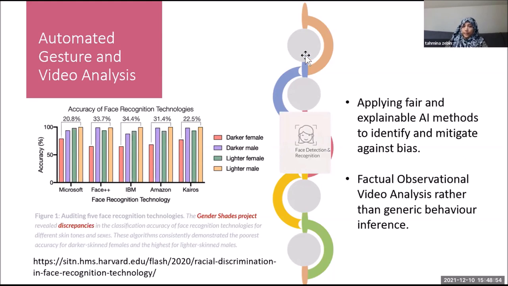And for educational research purposes and from a validity point of view, Bryan and I discussed that there are automated emotion recognition algorithms where you can infer whether this person is happy, sad, surprised, and things like that. We thought that rather than generalizing what this person is feeling, it's better to have factual observational video analysis. When we apply video analysis to what's happening with the participant, it would be better to tell what's happening rather than suggesting this person is currently stressed or surprised. So our suggestion for any video analysis applied to educational validity testing is to have factual observational video analysis rather than generic behavior inference.